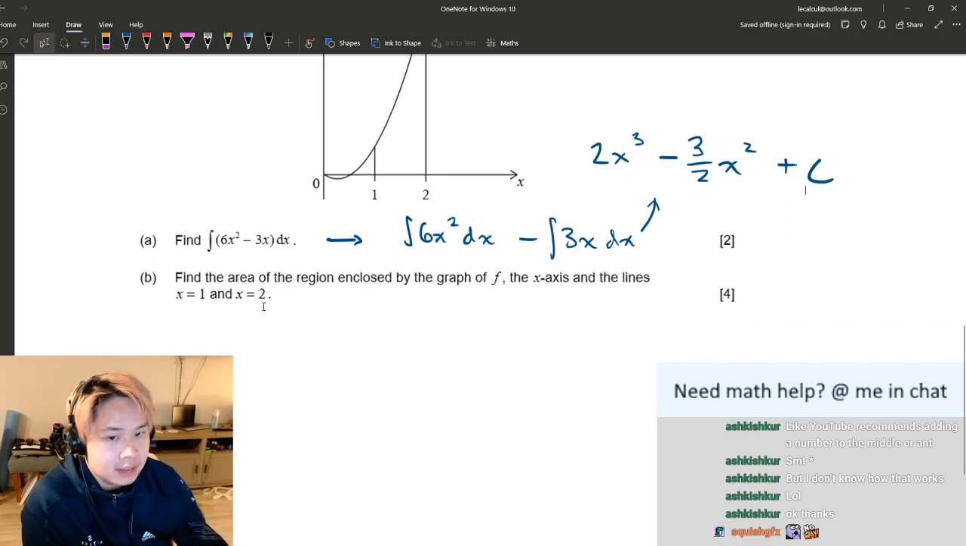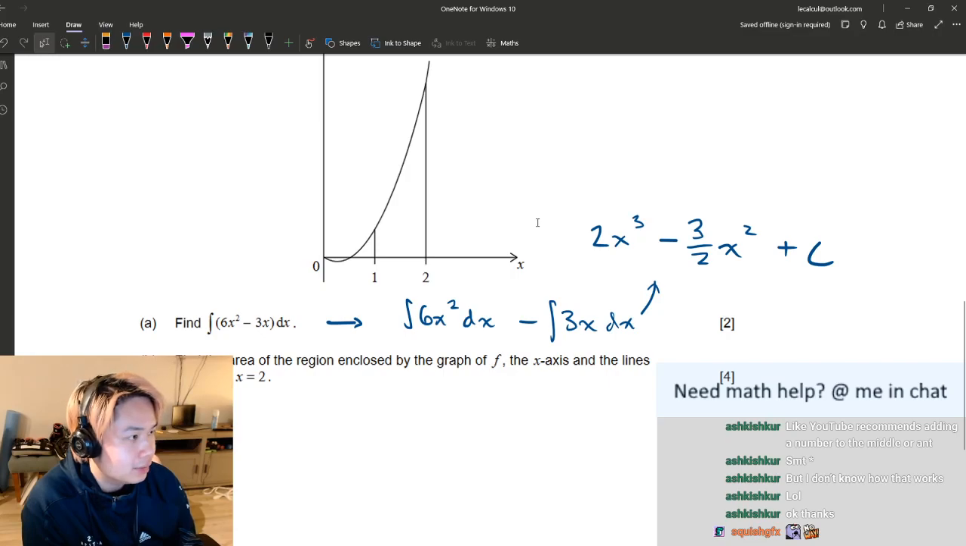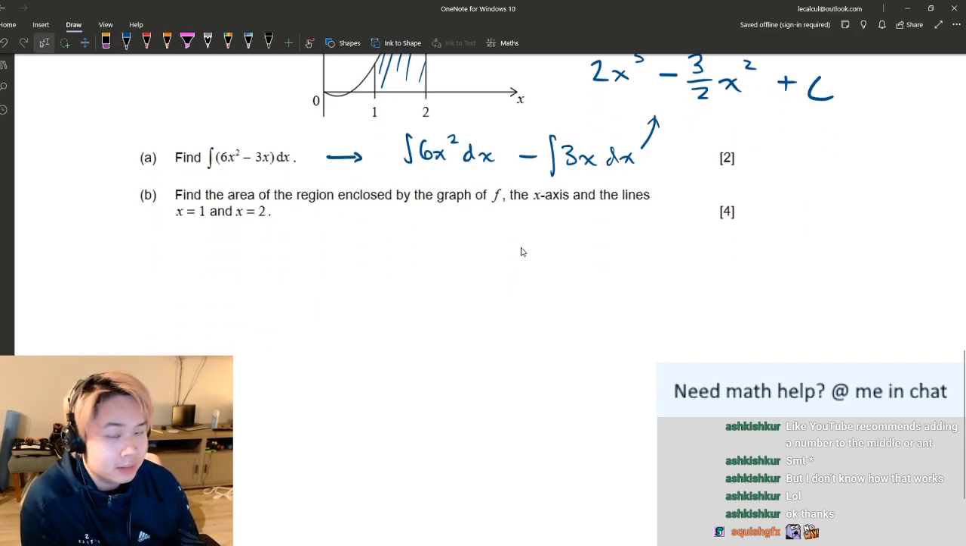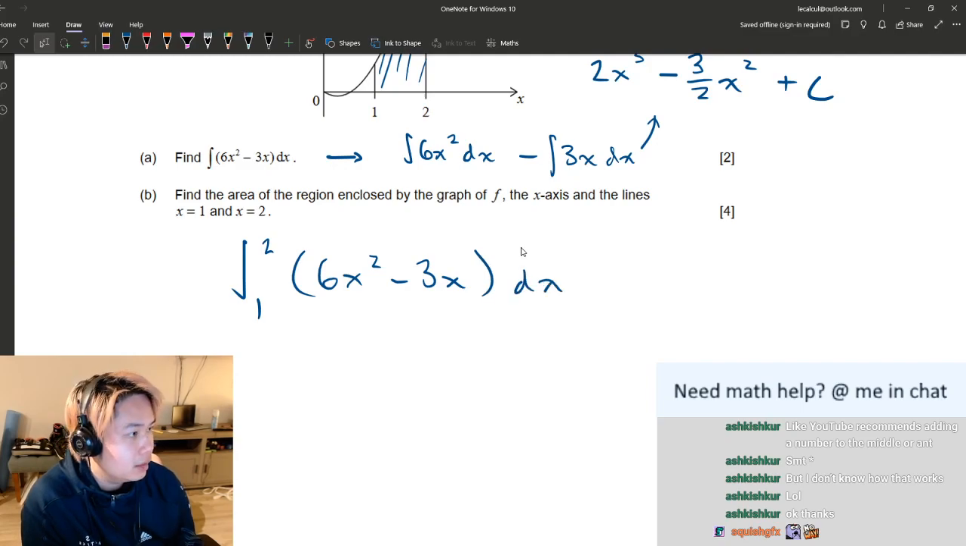And then it says here that the area enclosed by the region between the graph, the x-axis, and then the lines from x equals 1 to x equals 2, they're just saying find this area. So that's easy enough to do. All that is, is just the integral from 1 to 2 of this thing, part A.